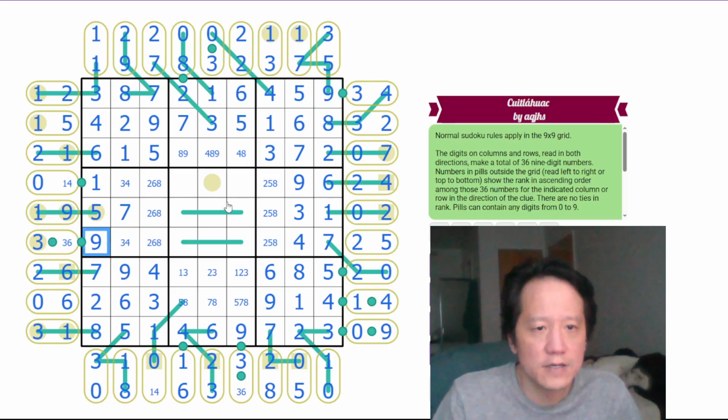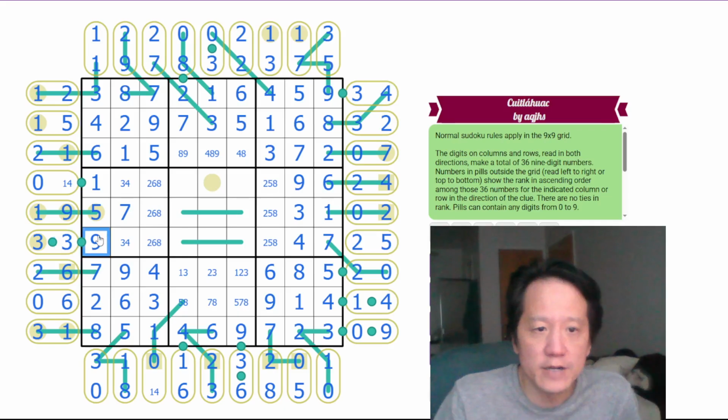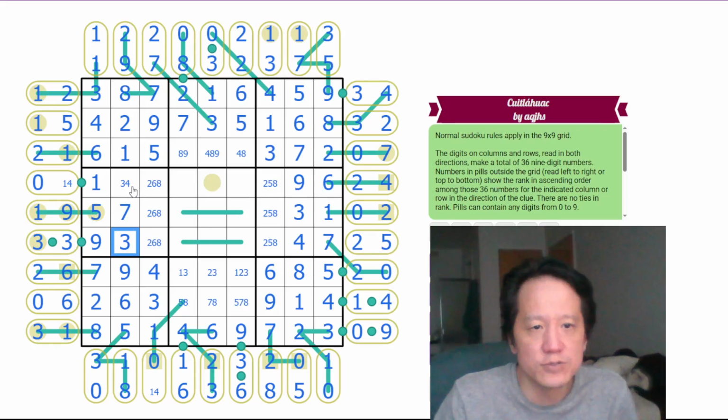9... this is 9, 3, or 4, which is always less than 9, 5. So this must be 33rd, and this must be 36th. So 9, 3, or 4. This can't be 4 because of the 4 here. So this is 3, this is 4.